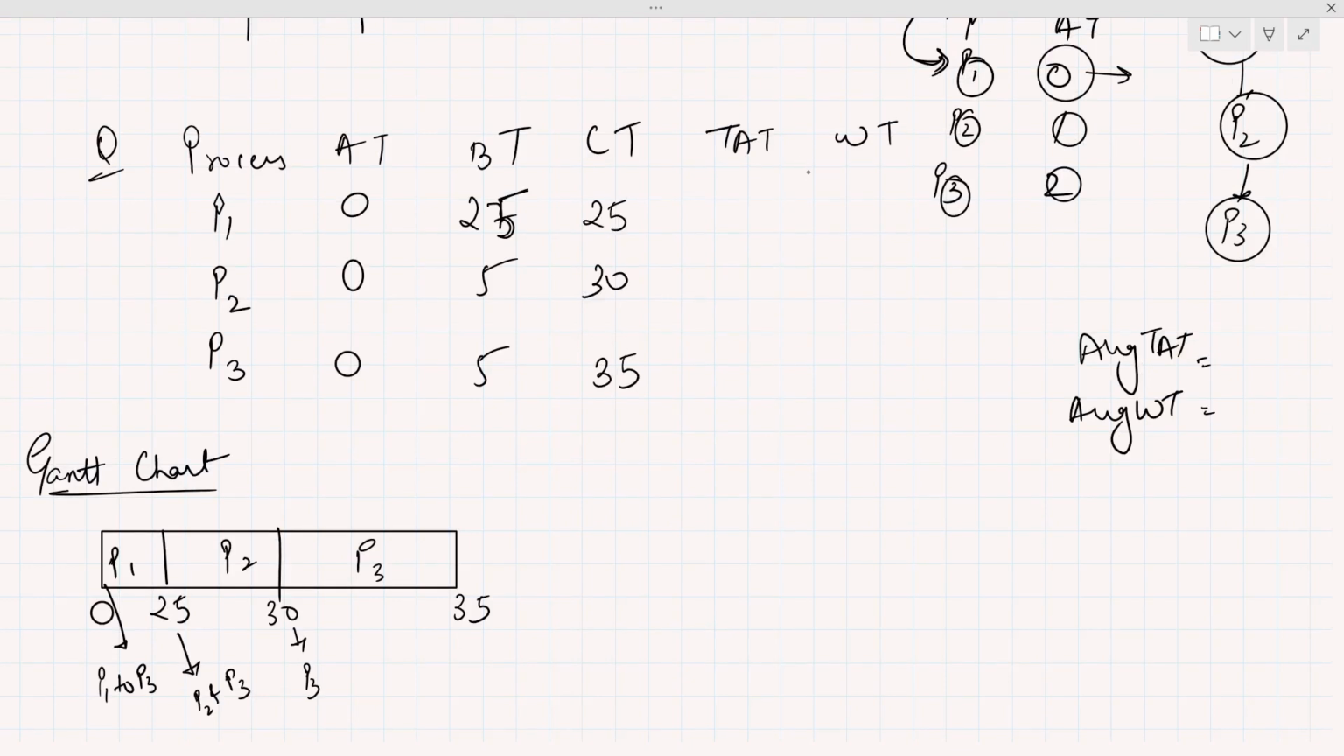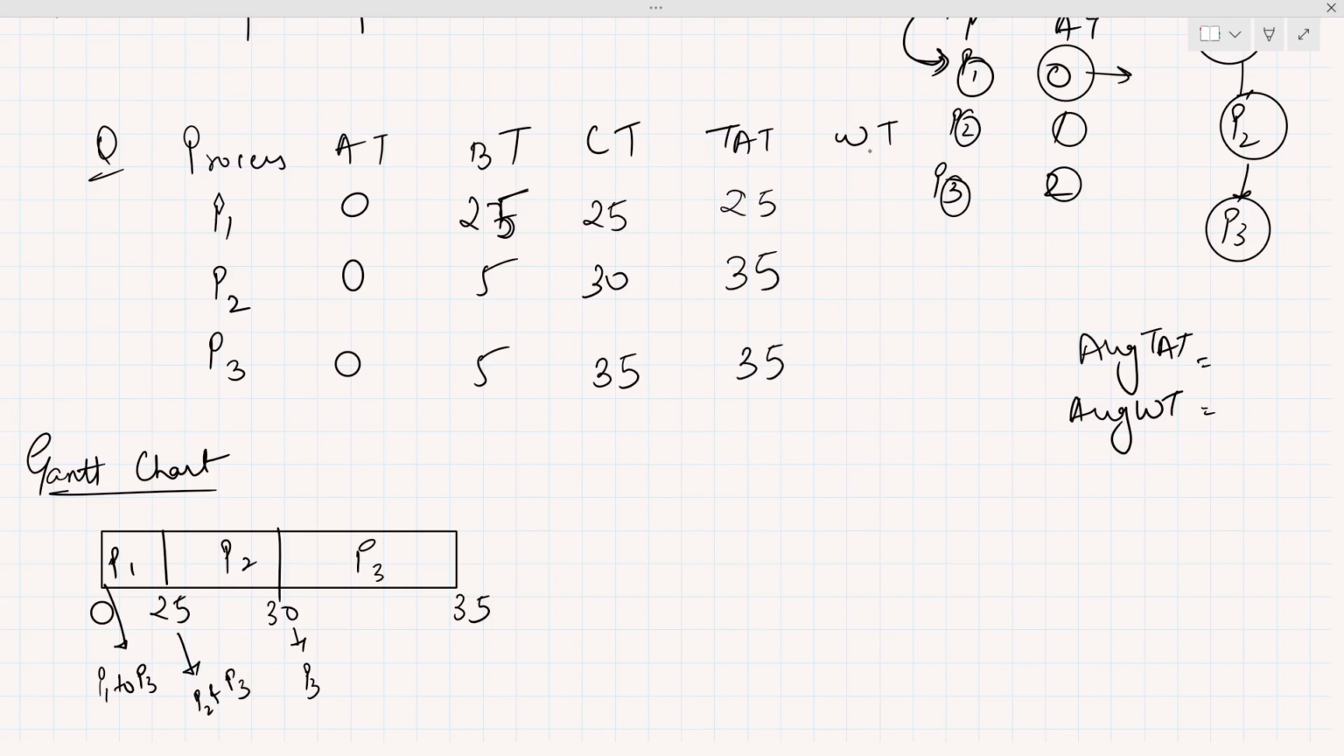Now turnaround time. If you watched the previous video, then well and good. If not, then you have to know what the turnaround time is. Turnaround time is basically completion time minus arrival time. So what is the completion time for P1? 25. What is the arrival time? 0. So we have to subtract this. 25 minus 0, 25. 30 minus 0, 30. 35 minus 0, 35.